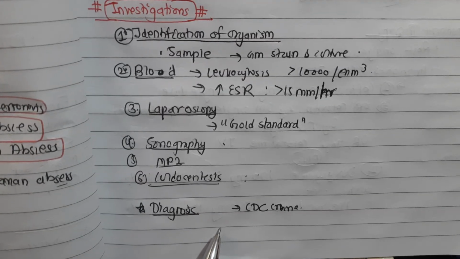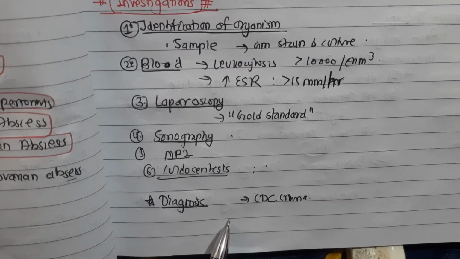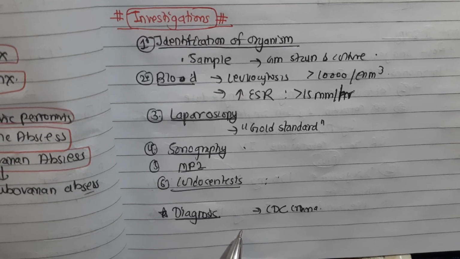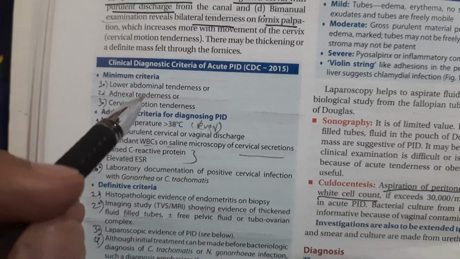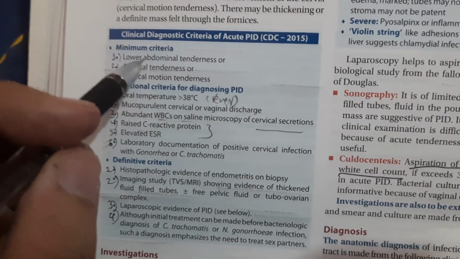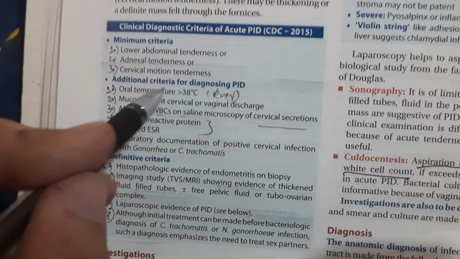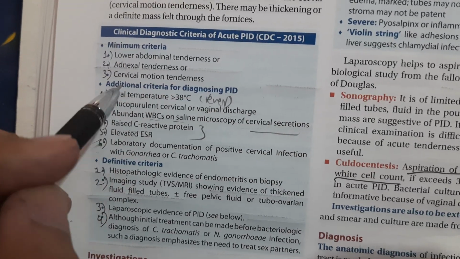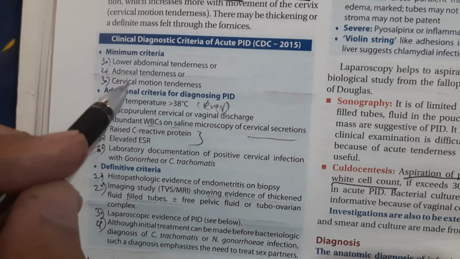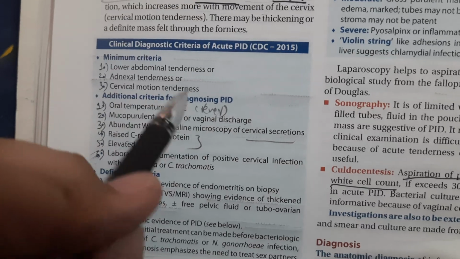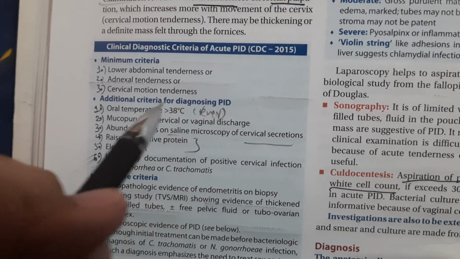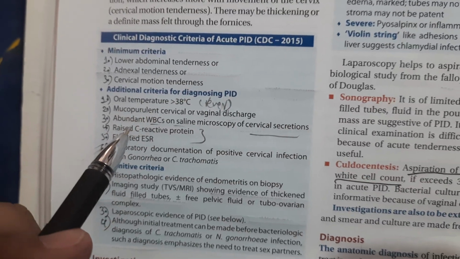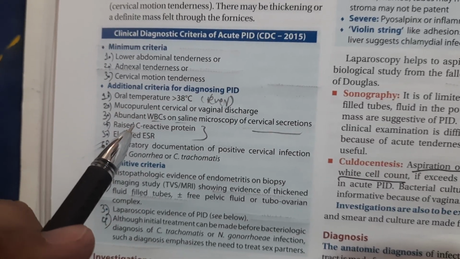The diagnosis of PID is made by the CDC criteria. So we will see what the CDC says. According to CDC criteria, the minimum criterion for the diagnosis of acute PID is lower abdominal tenderness, adnexal tenderness, or cervical motion tenderness. The adnexal tenderness and cervical motion tenderness are found on bimanual examination. And an additional criterion for diagnosing pelvic inflammatory disease is oral temperature greater than 38 degrees Celsius.